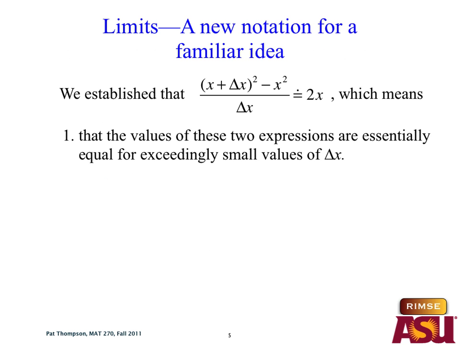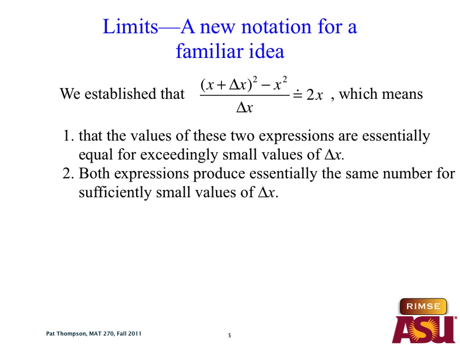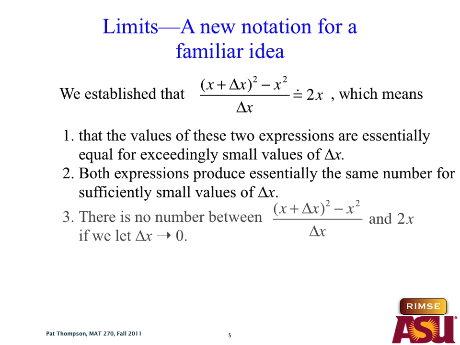So what we established was that that quotient, which we use to define the rate of change of x squared over intervals of length delta x, is essentially equal to 2x for any value of x. So that means that the values of these two expressions are essentially equal for small values of delta x. Both expressions produce essentially the same number for sufficiently small values of delta x. There's no number between those two expressions if we let delta x approach zero.